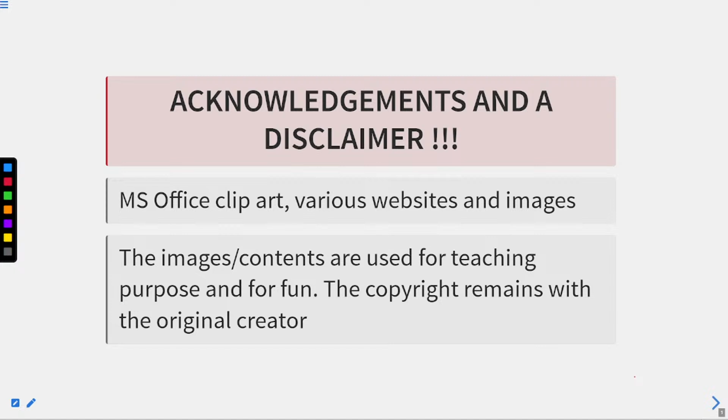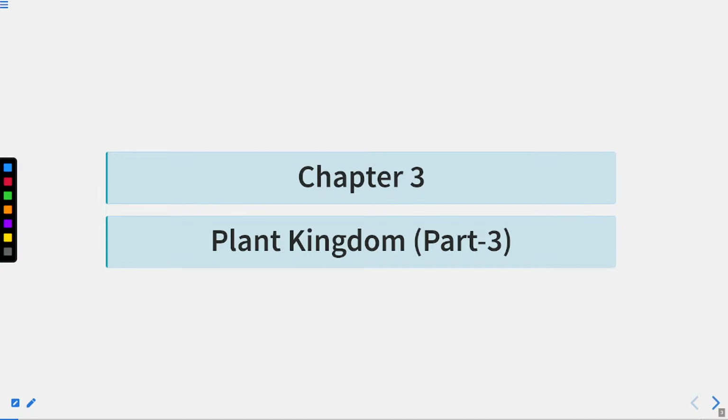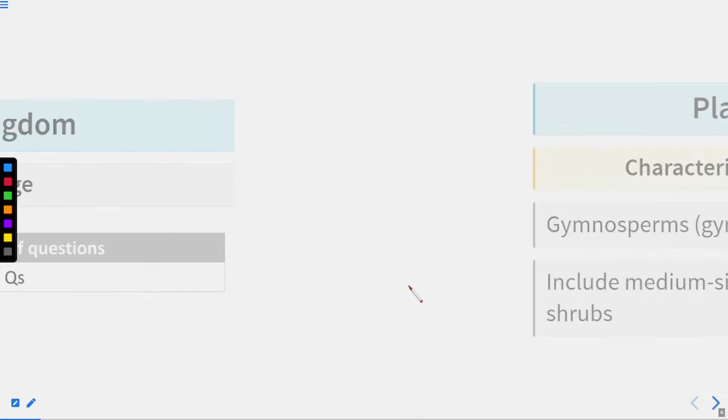So, today I'm going to deal with the chapter Plant Kingdom, right? This is the third part of this chapter. In Plant Kingdom part 3, if we talk about the weightage, then 3 to 4 questions are generally asked from this chapter in the NEET examination, right? So we have to prepare this chapter in such a way that the important questions can be answered.